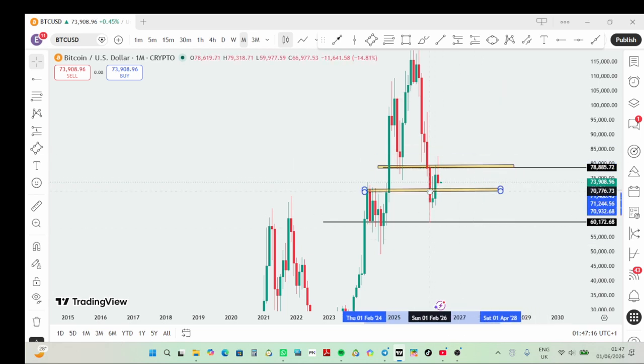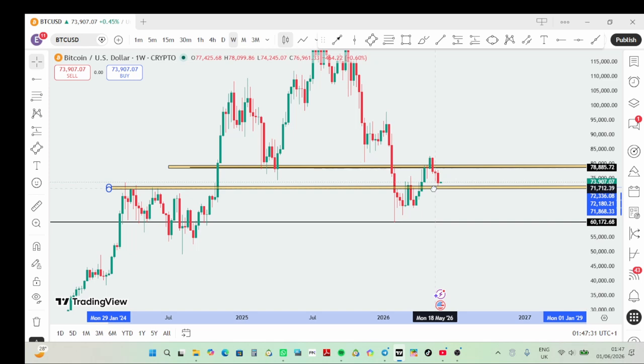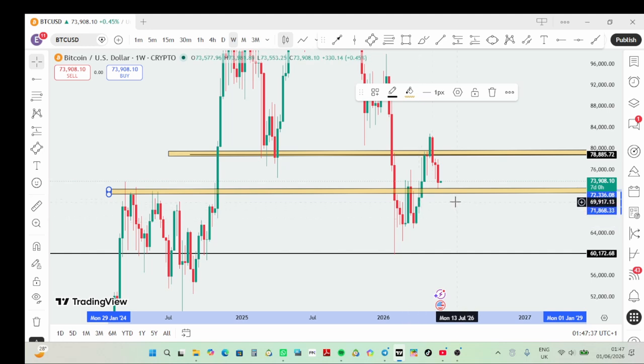Looking at this point also, so going to weekly, exactly. Yes, exactly. This is where we've been expecting the market to bounce off on weekly. So it has already moved from this point.